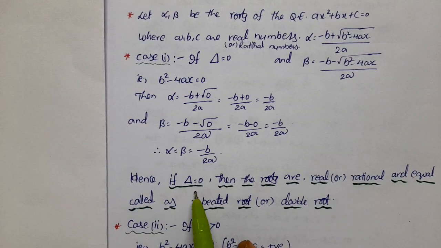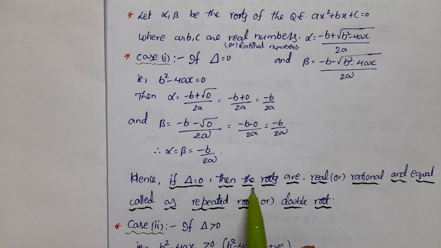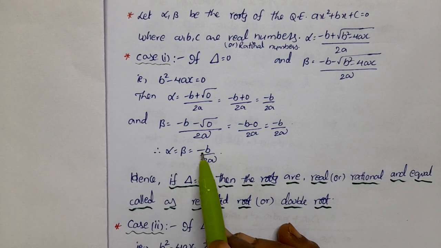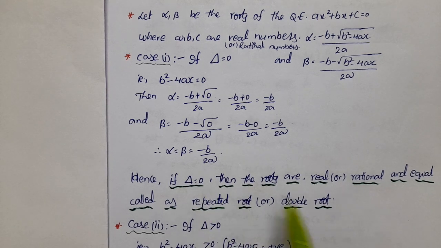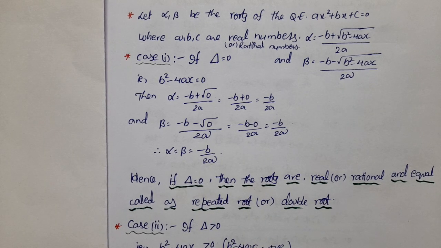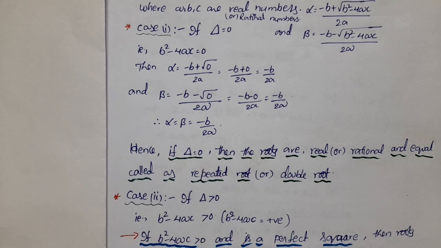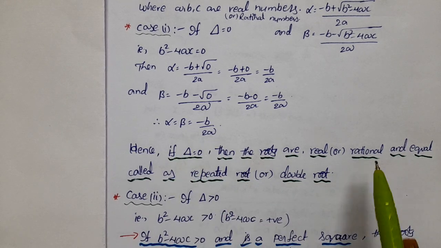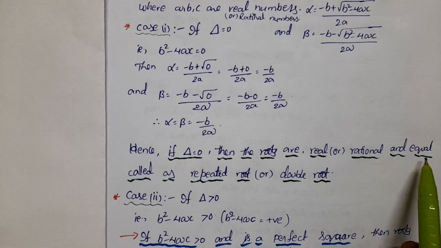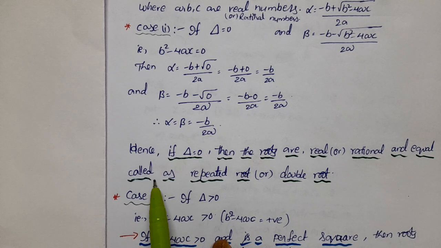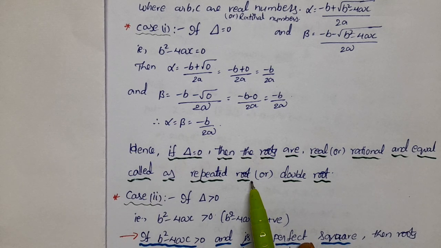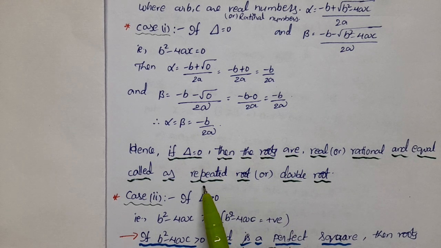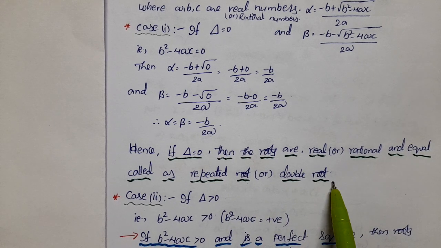Hence, if delta equal to 0, then the roots are real or rational and equal, called repeated root or double root. So, for delta equal to 0, the roots are real or rational and equal. That equal root can be called a repeated root or double root.